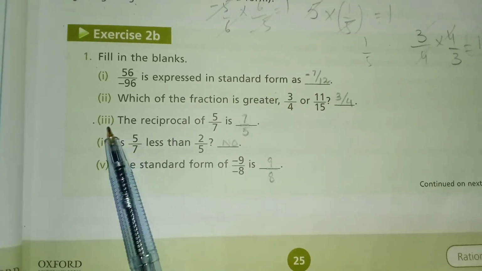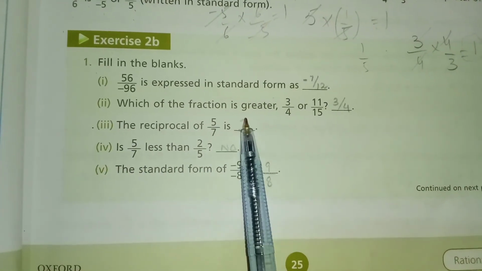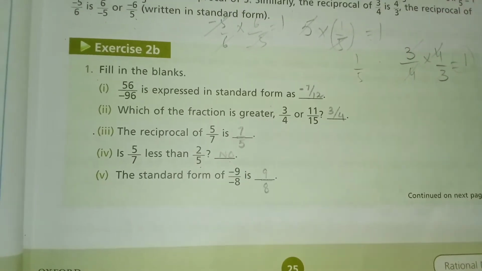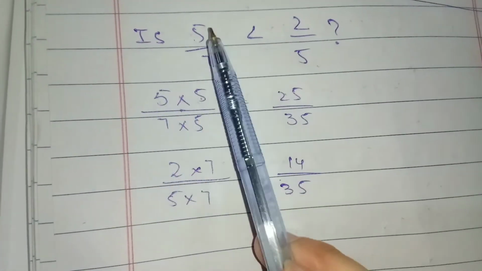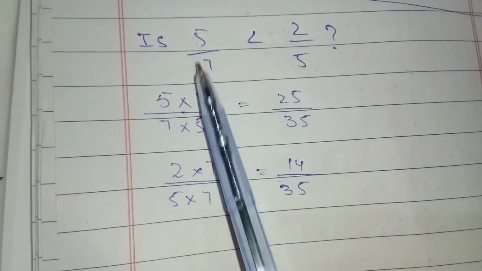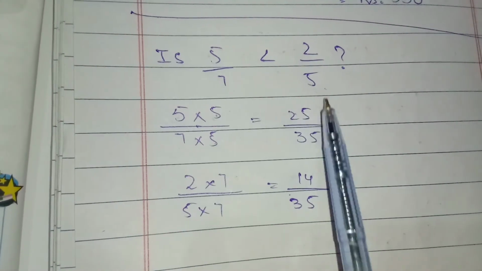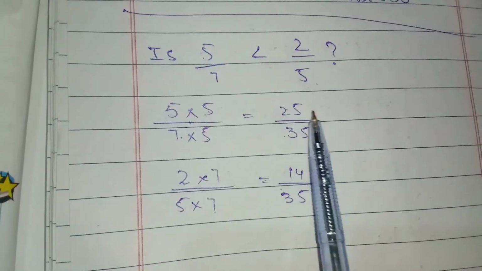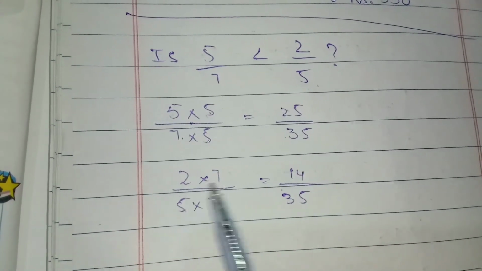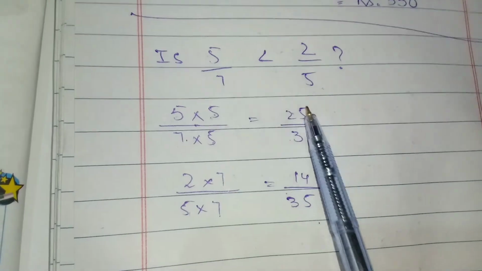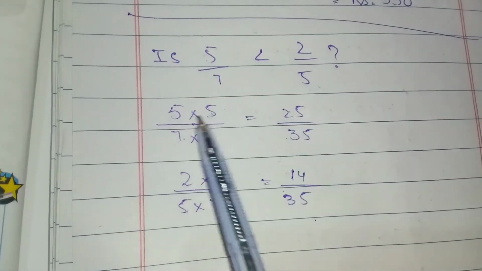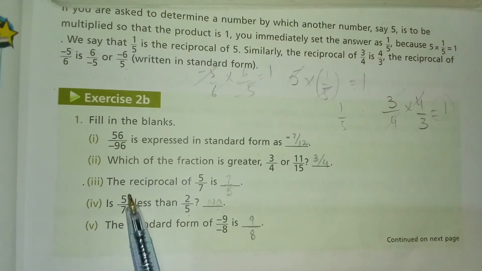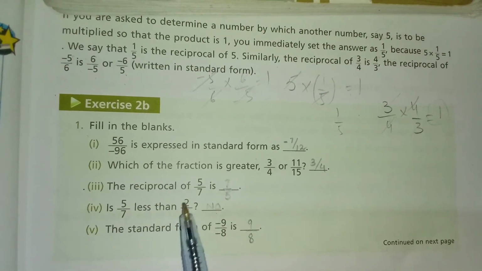Third part: the reciprocal of 5 over 7 is 7 over 5. Is 5 over 7 less than 2 over 5? No. Let us check: we have to take the LCM of 7 and 5, that is 35. So 5 over 7 becomes 25 over 35, since 5 fives are 25 and 7 fives are 35. And 2 over 5 becomes 14 over 35, since 7 twos are 14 and 7 fives are 35. So 25 is greater than 14. So it means 5 over 7 is greater than 2 over 5. So this statement is wrong. Is 5 over 7 less than 2 over 5? No, 5 over 7 is greater than 2 over 5.